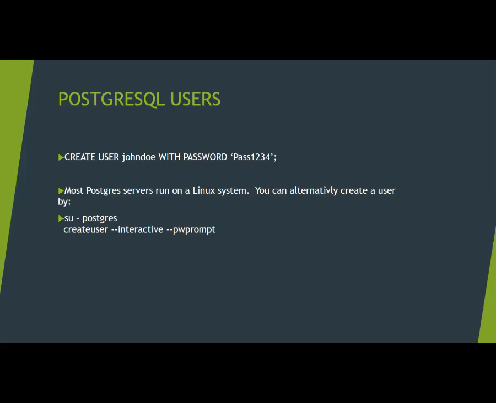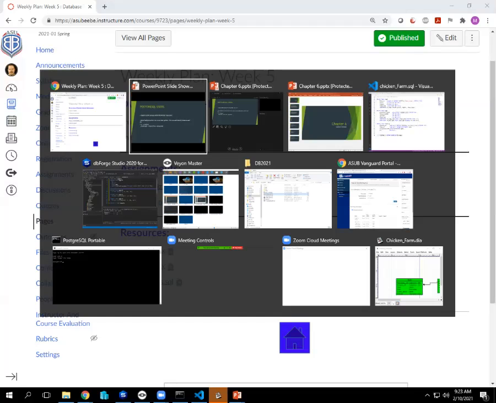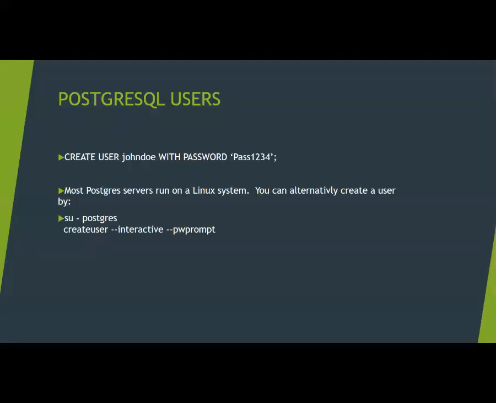If you're already connected and have a SQL prompt like we are using with our DB Studio Forge, we're actually writing SQL code into it and not from a command prompt. You can use a create user command. You could also use a create role command. Either way works. Follow with John Doe with password pass1234. If you use create role, bring up the documentation. So I'll close it.